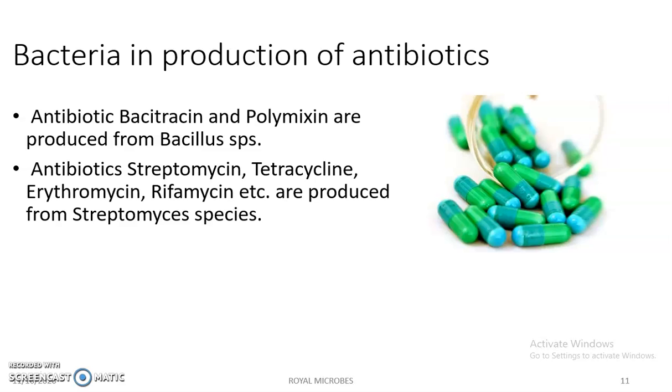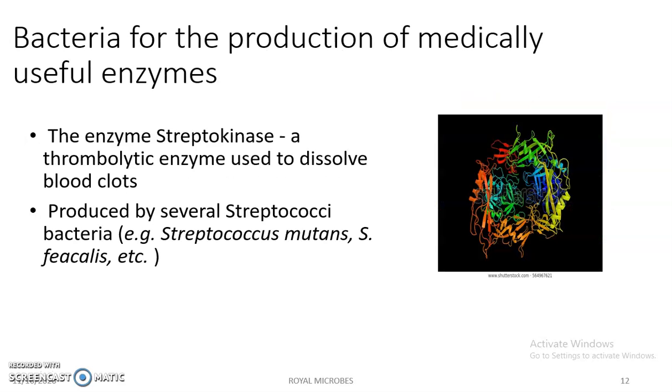These antibiotics can be made commercially available for the treatment of various disease conditions. Then bacteria can be used for the production of medically important enzymes. One example is the enzyme streptokinase. It's a thrombolytic enzyme and is used for dissolving blood clots. This enzyme is produced by several streptococci bacteria. For example, Streptococcus mutans and Streptococcus faecalis can produce this enzyme.